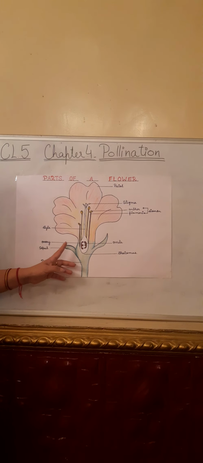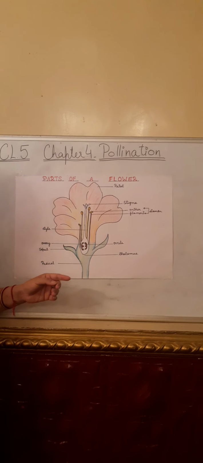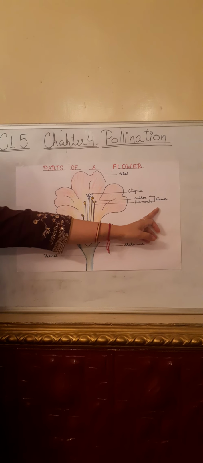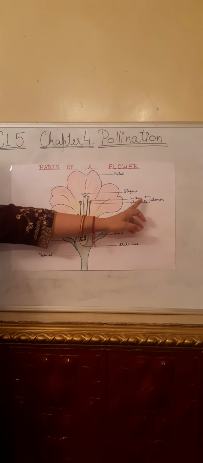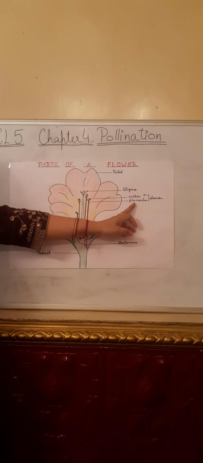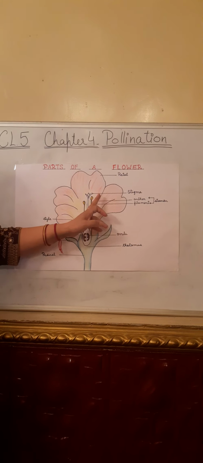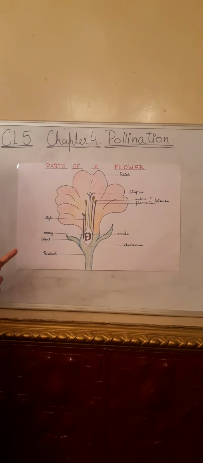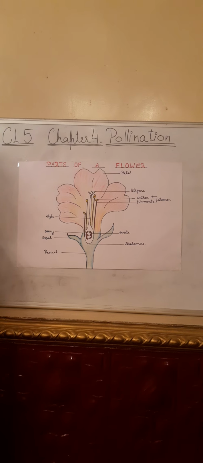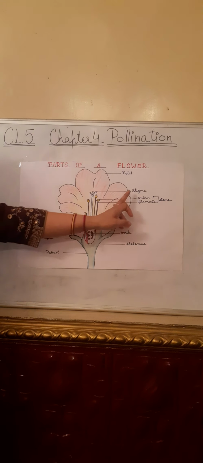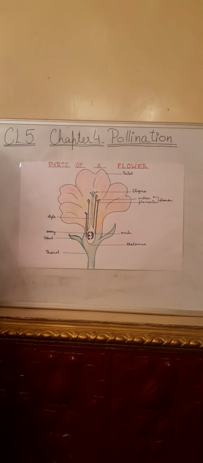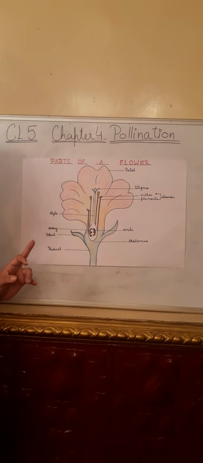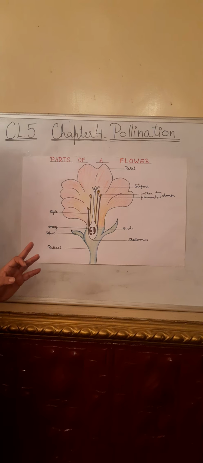All right, children. Then we come to the male part, that is the stamen or the androecium. The stamen is made up of anther and filament. And then we come to the fourth part, that is the female reproductive part, known as gynoecium. It is made up of stigma, style, and ovary, and is known as pistil. Okay, children, so it is clear to all of you.